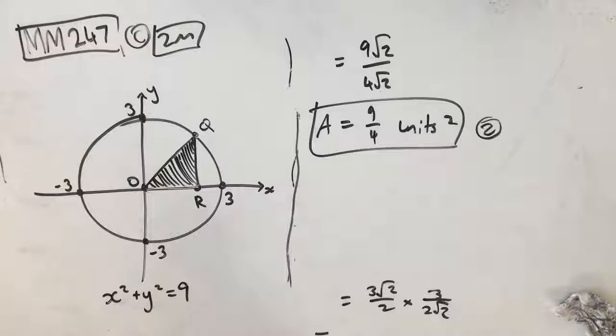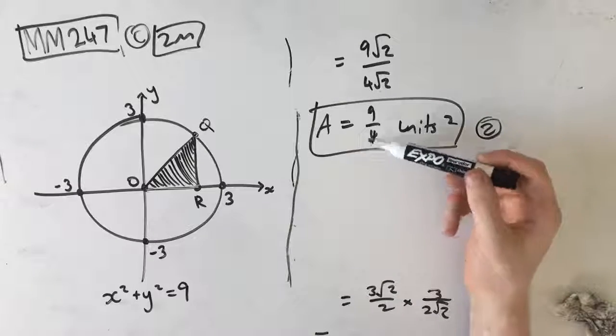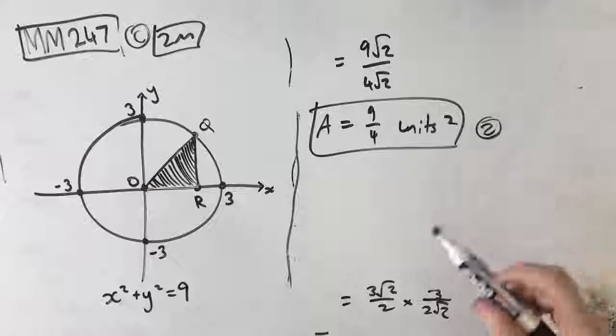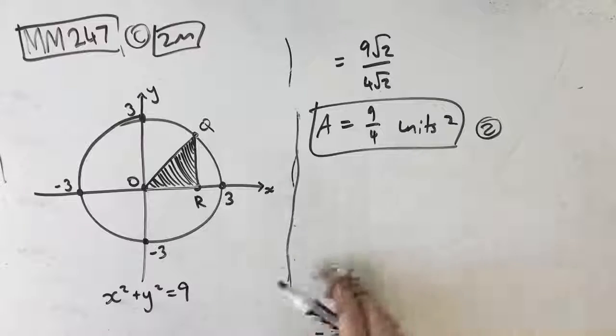If you have any questions about it, hit me up in the comments below, but apart from that, that's the end of MM247. We just need to make sure that we answer it in exact form because we're not asked for decimals. And we also just need to make sure that we try not to make any mistakes with all this working out because it can be easy to.